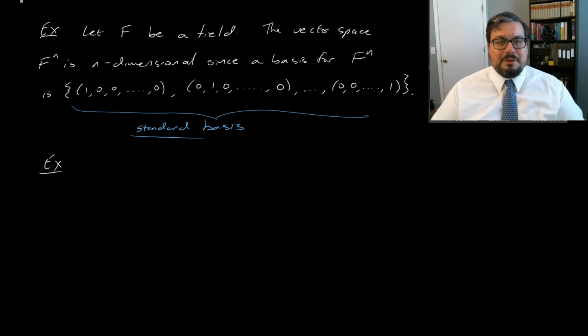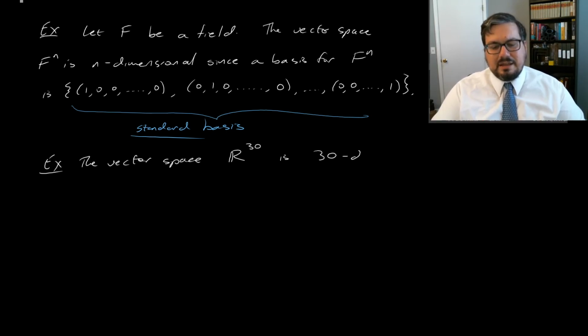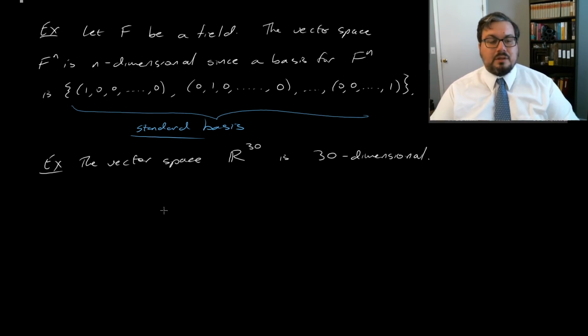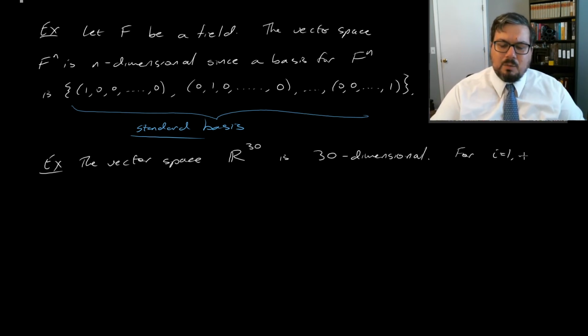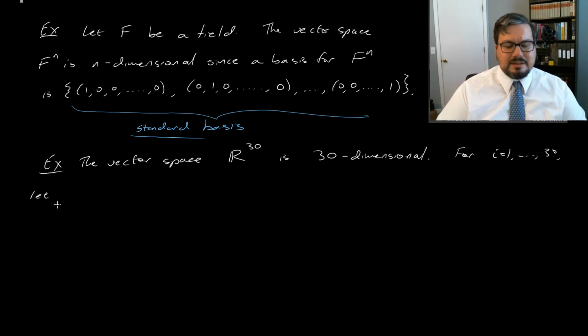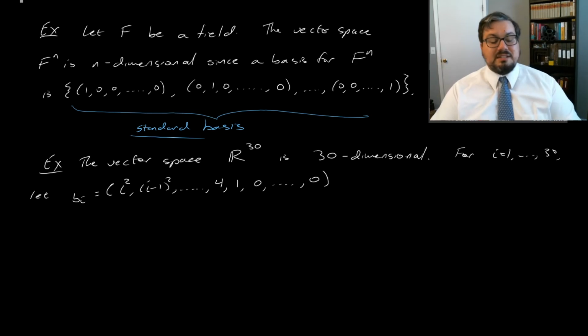All right, now let's take an example that would be almost impossible to handle without the principles of the previous theorem. Let's look at the vector space R30, which is 30-dimensional, just based on the previous example. And for i going from 1 to 30, let b_i be given by the vector (i squared, (i-1) squared, ..., and we'll take the squares down until we get to 4, to 1, to 0, and then zeros afterwards until you get to the end.